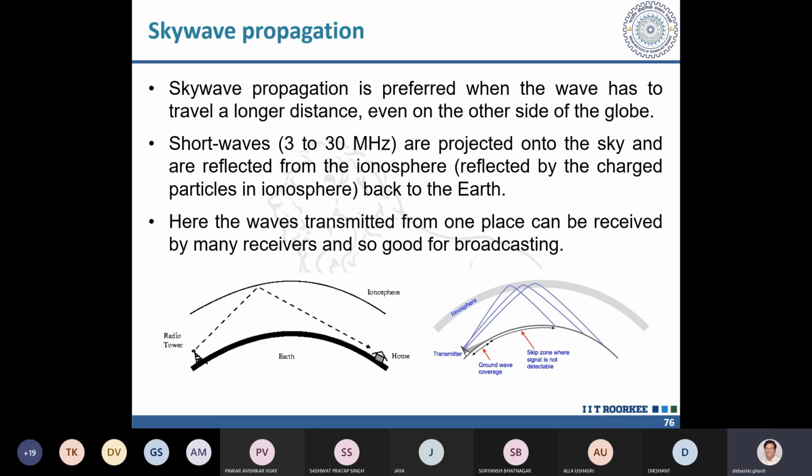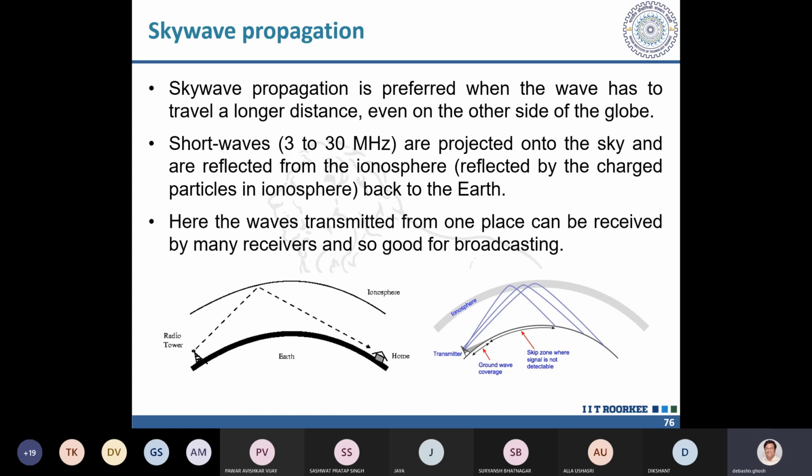Another thing you can see is that because of this reflection, it is possible for someone on this side of the globe to reach someone on the other side. They cannot see each other, but the signal can go from this side to that side. That is what the earlier days radio system used for transmitting radio signals from one country to another, from one continent to another.